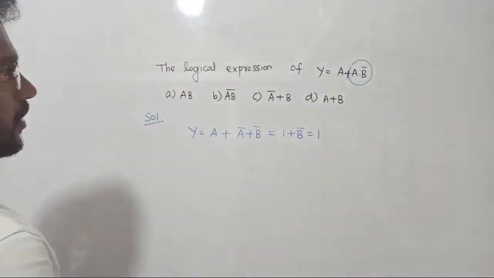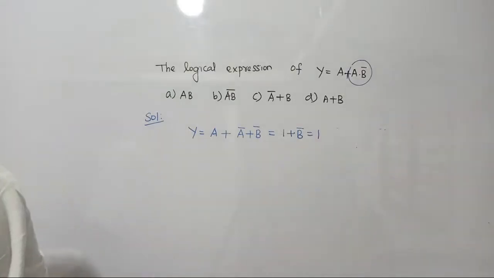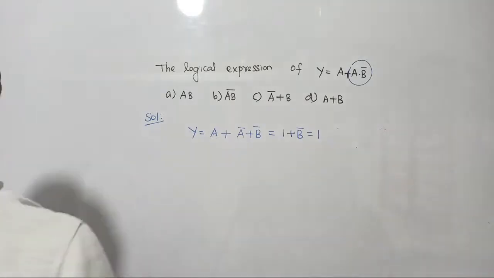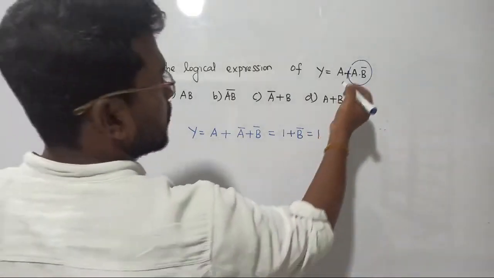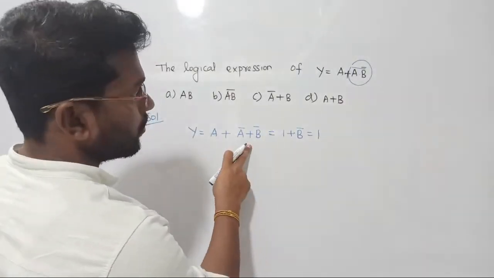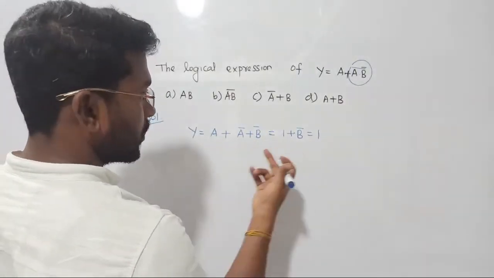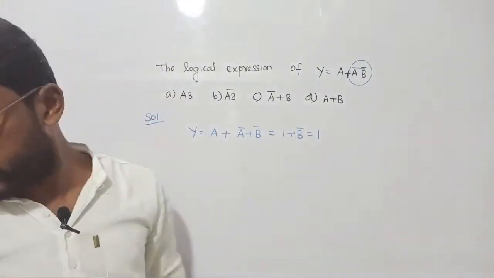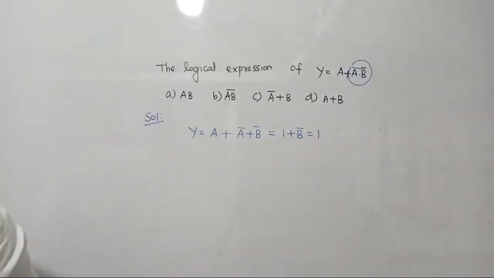See, we are not getting the option for the given question. They had given A plus AB whole bar only. So A dot B whole bar can be written as A bar plus B bar. A plus A bar, which is, please 1 second, wait a minute, let me check it myself, whether it is correct or not.